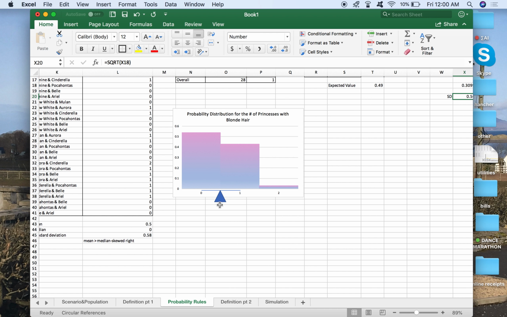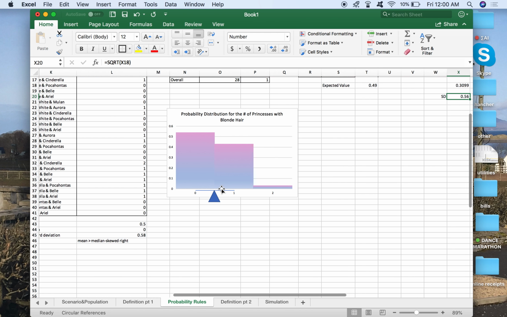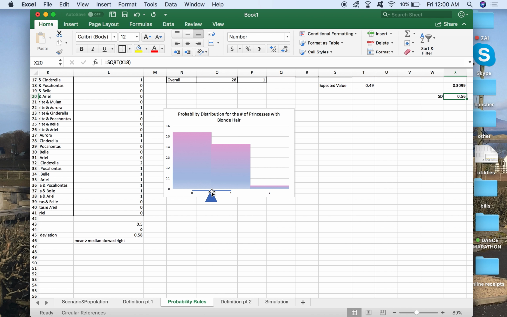So the triangle where it's pointing to is about the 4.9, and then I put the lines out to each side to signify where the standard deviation would be.